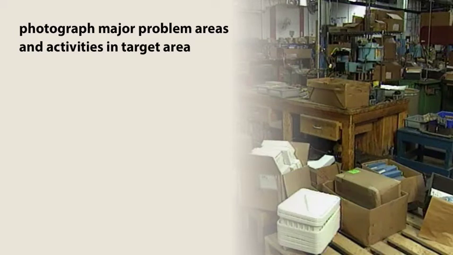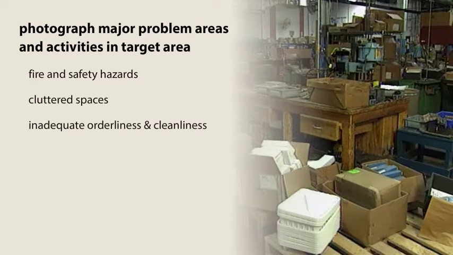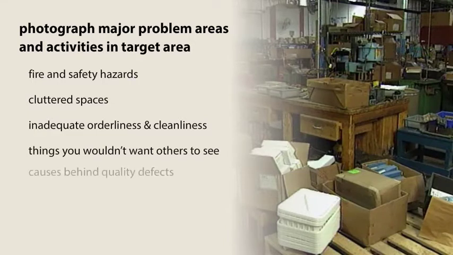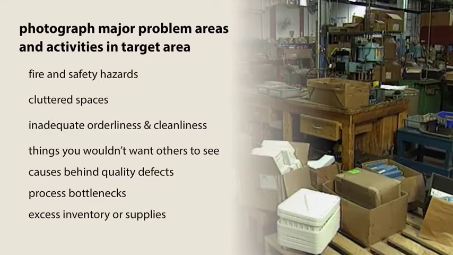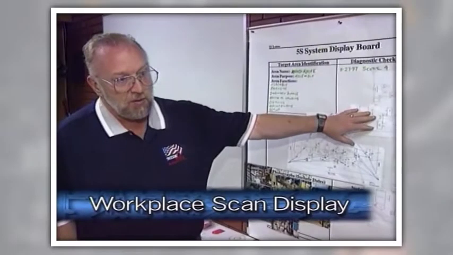Next, photograph major problem areas and activities in the target area. Look for items such as the following: fire and safety hazards, cluttered spaces, inadequate orderliness and cleanliness, things you wouldn't want others to see, causes behind quality defects, process bottlenecks, excess inventory or supplies.